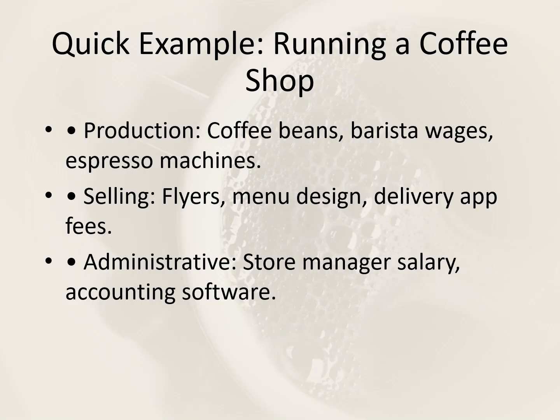So for example, if you're running a coffee shop, production costs would include the coffee beans, the barista wages, and the espresso machines. The selling costs might be the cost of flyers, designing the menu, or app delivery fees. And administrative costs would include the store manager's salary or the accounting software you use to track sales. It's a very helpful way to break down what's happening behind the scenes financially.